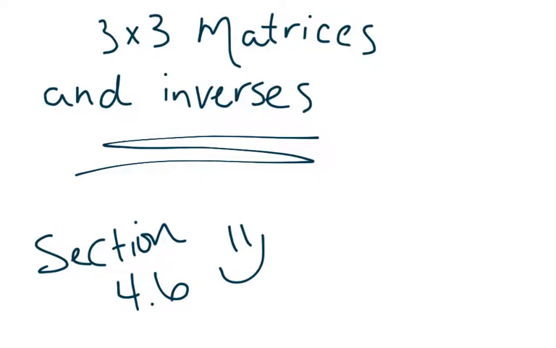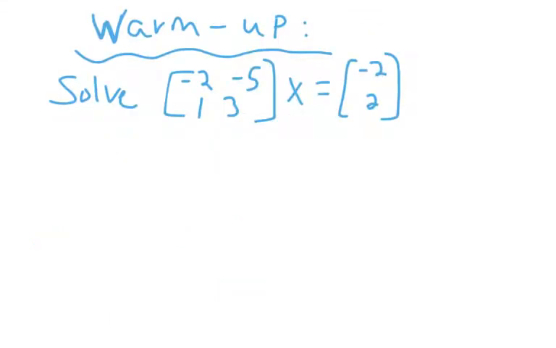For this video we're going to talk about 3x3 matrices and their inverses. This is section 4.6 in the book. But first I want to do a little bit of a warm-up. I want to take a look at solving a matrix equation. Basically that means I want to solve for x. So this has to do with our inverses and determinants.